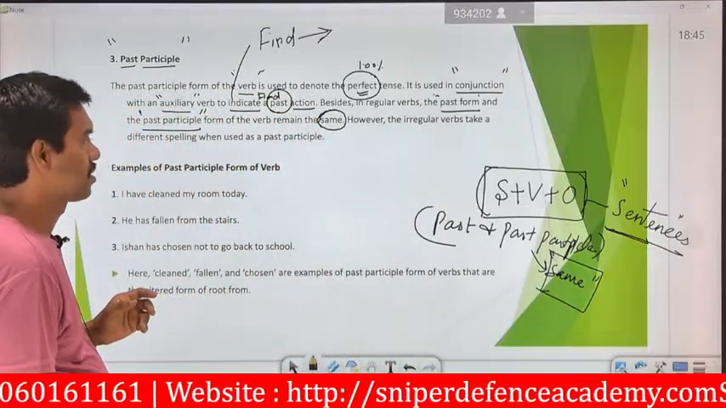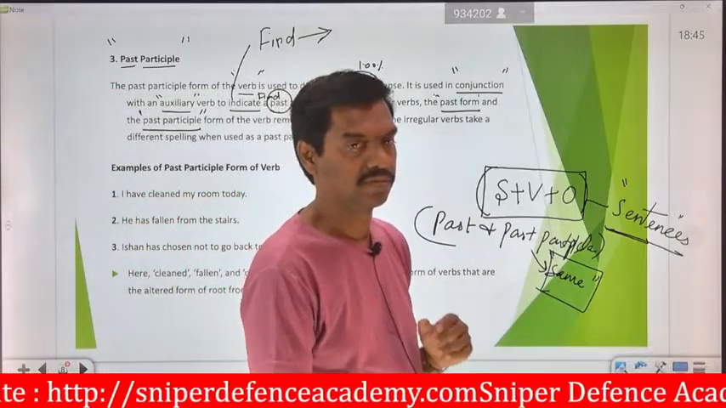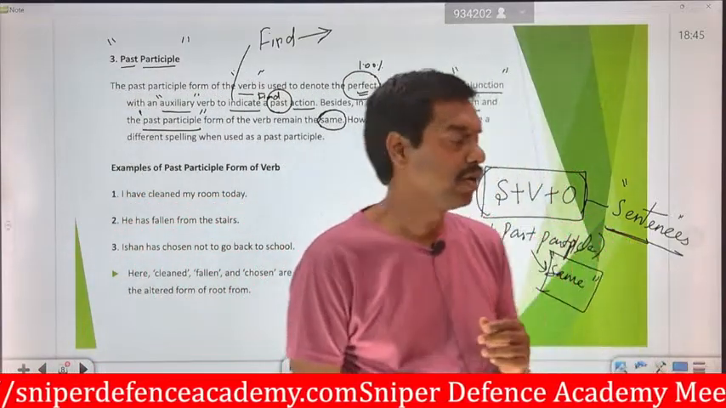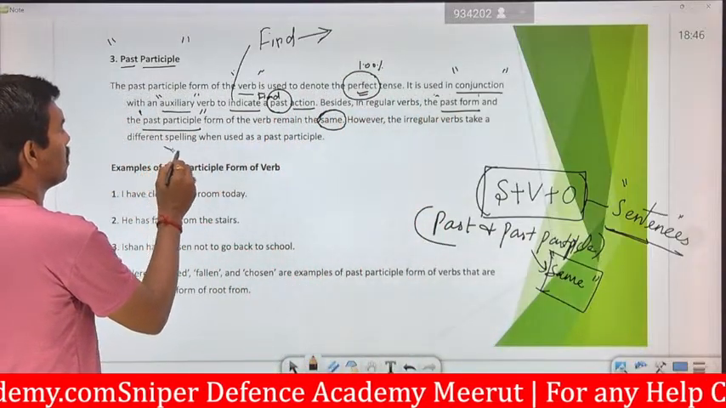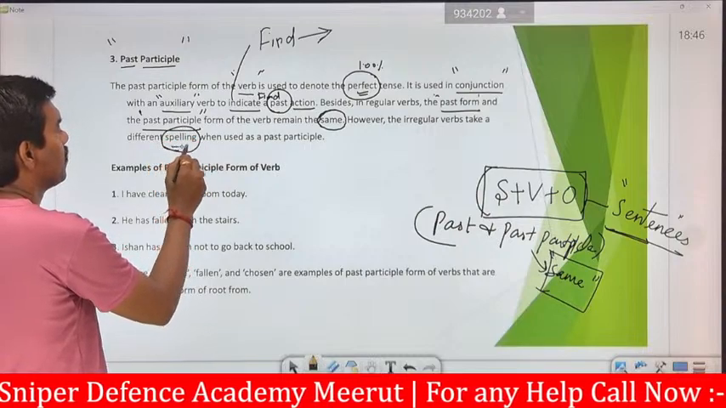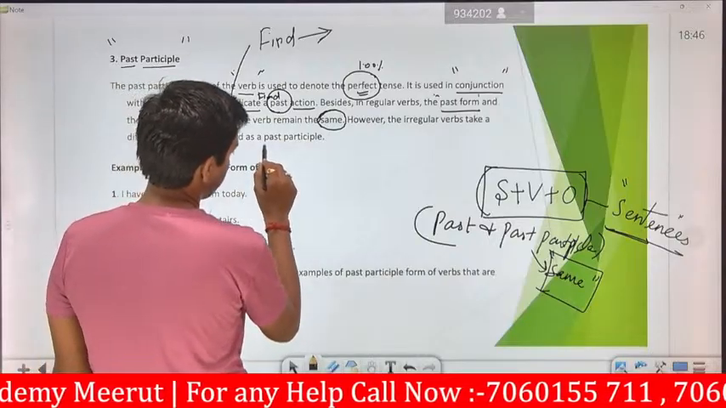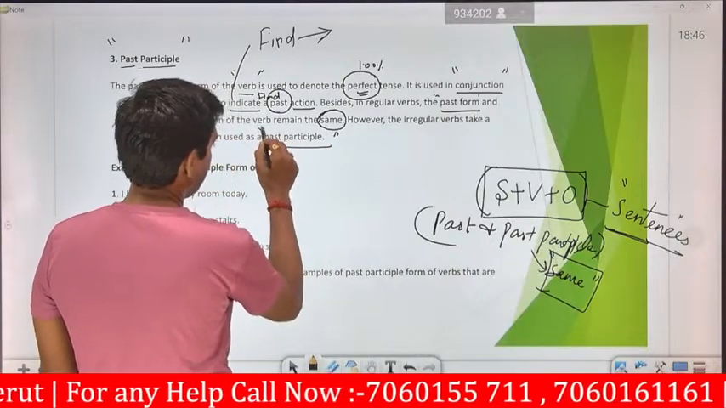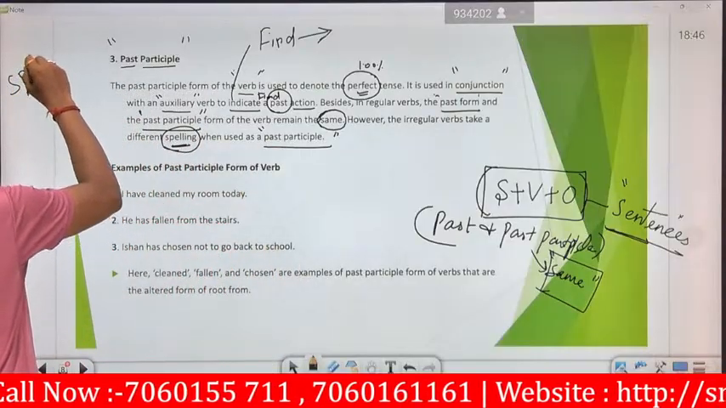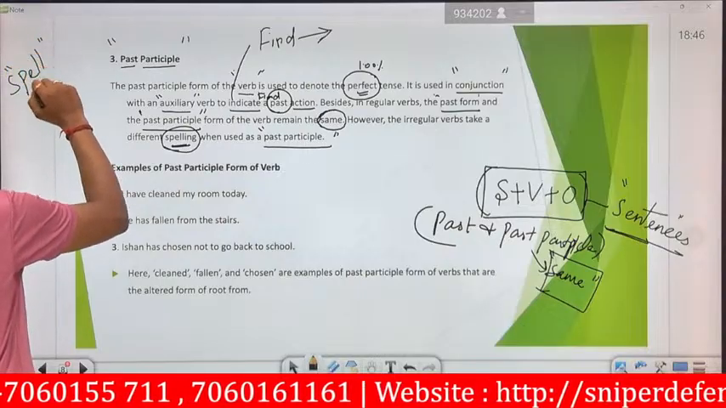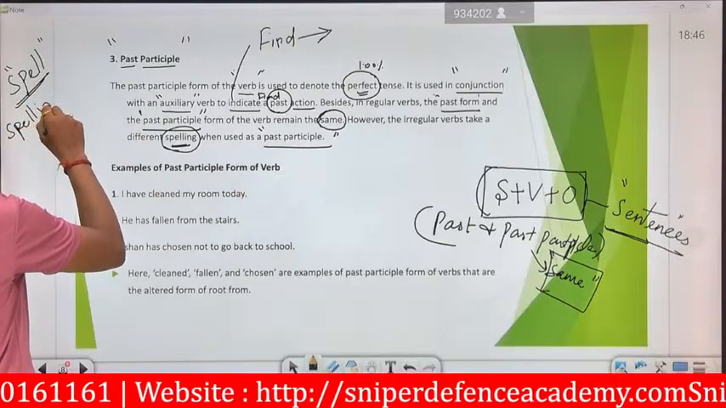If you come back to irregular verbs, what are irregular verbs, teacher? You can ask this. Irregular verb means it has to take a different spelling. It will take a different spelling when used as a past participle. The spelling will always appear different. We can say spell or spelling.